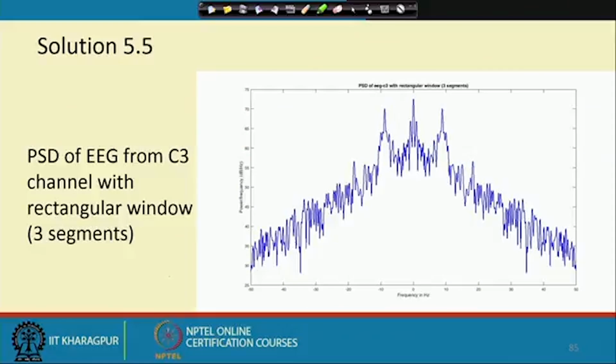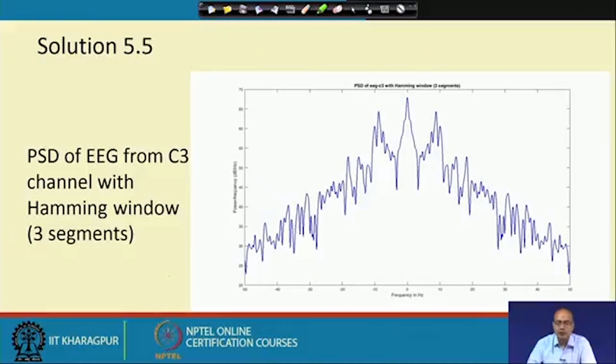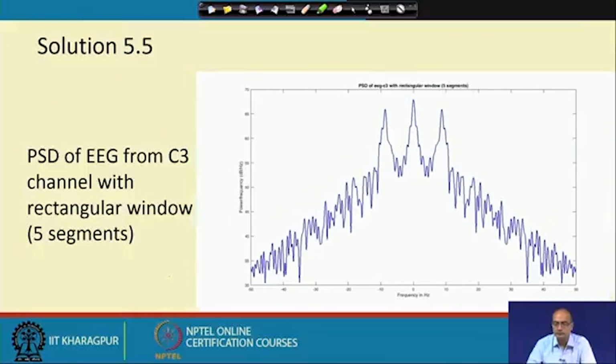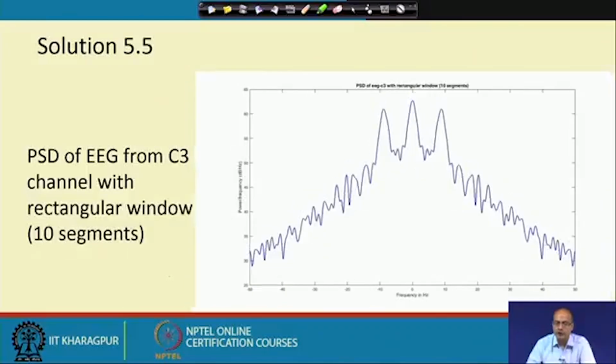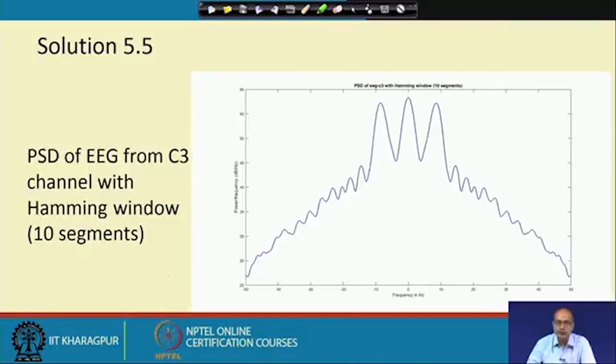Now, we go for channel 3. First, we look at the result of 3 segments, then we get the result of Hamming window 3 segments, then for 5 segments for rectangular window and 5 segments for the Hamming window. Then we go for 10 segments of the rectangular window followed by 10 segments of the Hamming window.